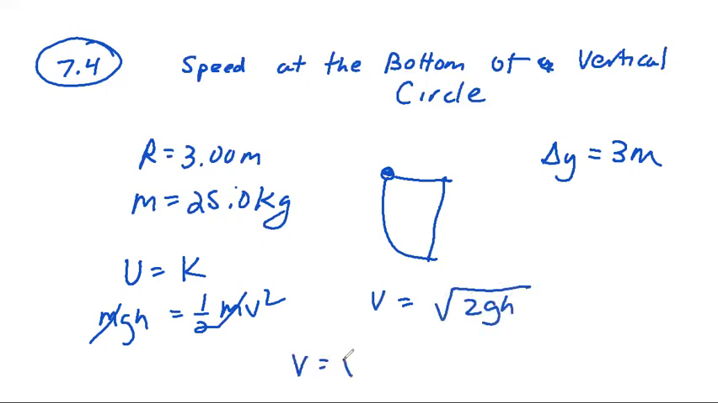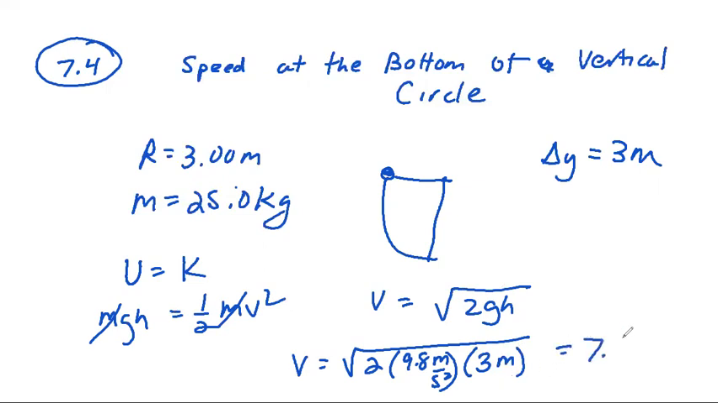So v is going to equal the square root of 2 times 9.8 meters per second squared times 3 meters. Interesting that it's independent of mass, right? And that's going to be equal to 7.67 meters per second. And the second part, I am to find the normal force that acts on him at the bottom of the curve.